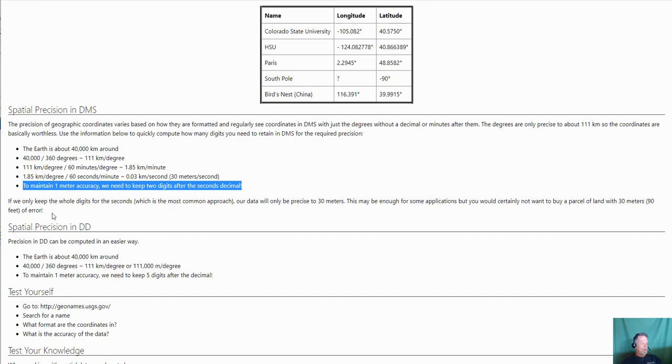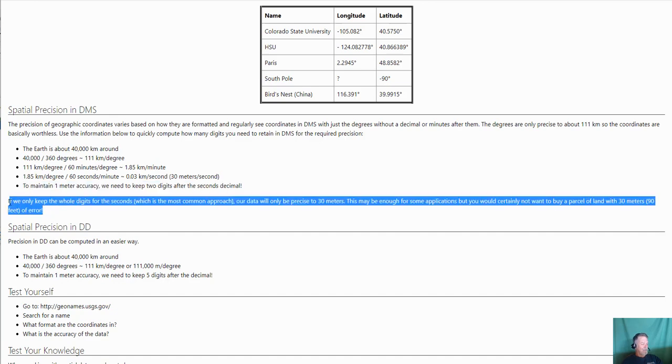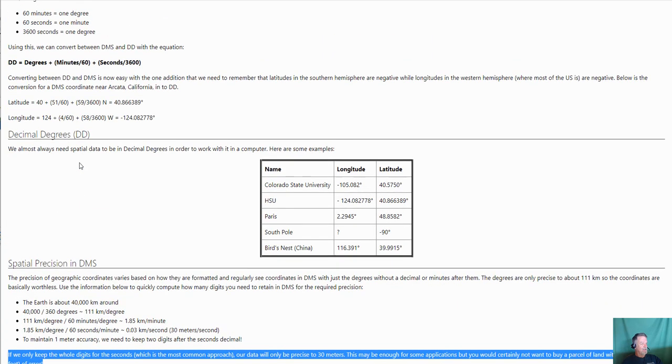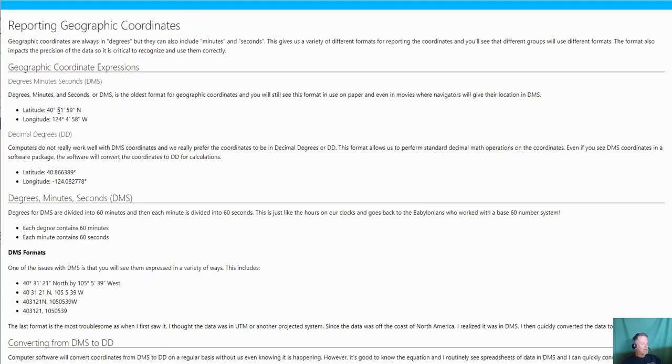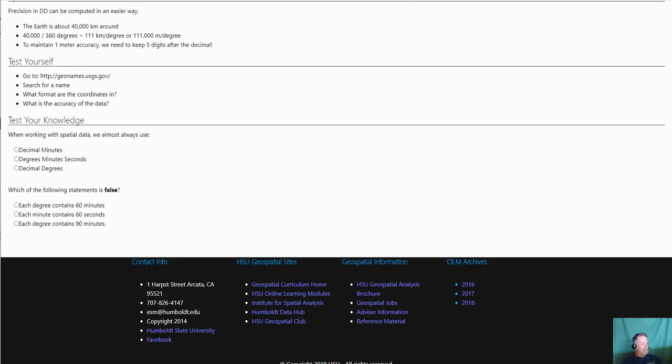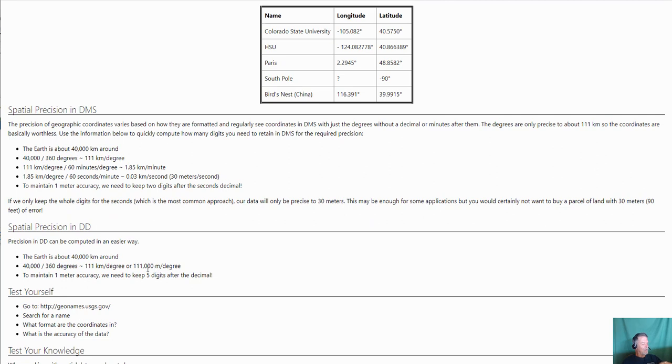Now, once in a while, I also get people sending me data sets that literally have whole degrees. In other words, they don't have any minutes or seconds. So it would just look like 40 north or 124 west. Since each degree is about 110 kilometers, that means that our accuracy is 110 kilometers. So it's basically useless data, and you've got to go back and find the original data and hopefully get that additional accuracy.